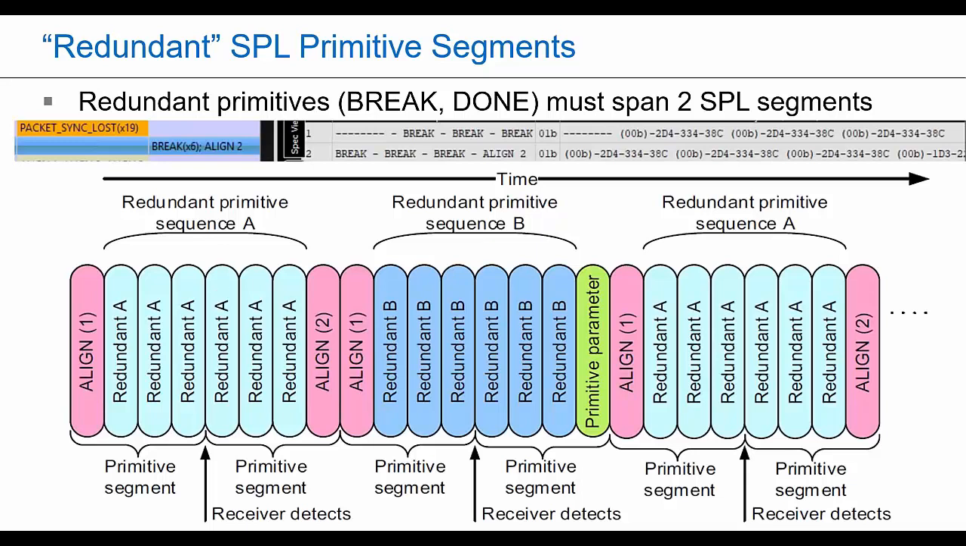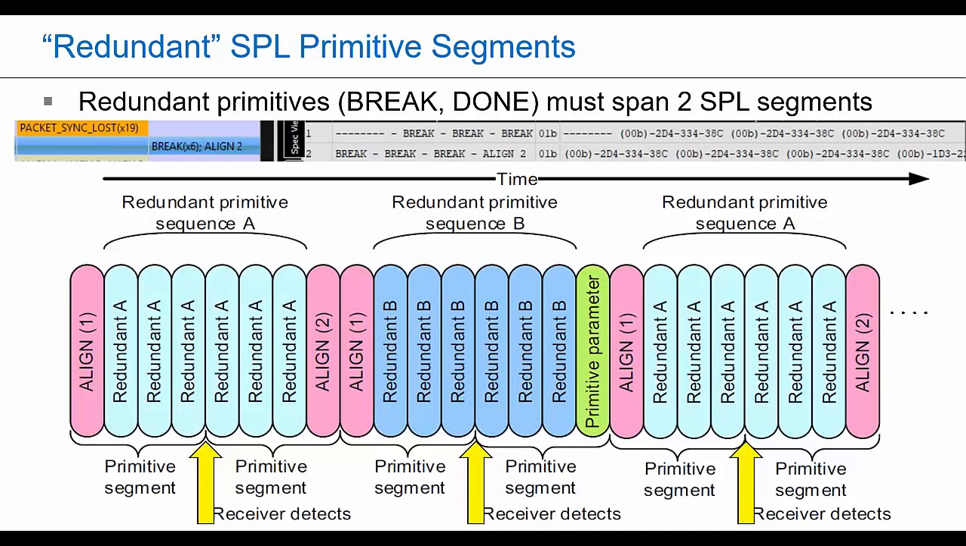Okay, just to clarify redundant primitives, there are several tables like this in the spec, and they're helpful for clarifying this point. These are always sent in a sequence of 6, so you'll have to span 2 SPL segments by definition, right? Like we see here with break. Same rules apply as in the legacy versions of SAS.